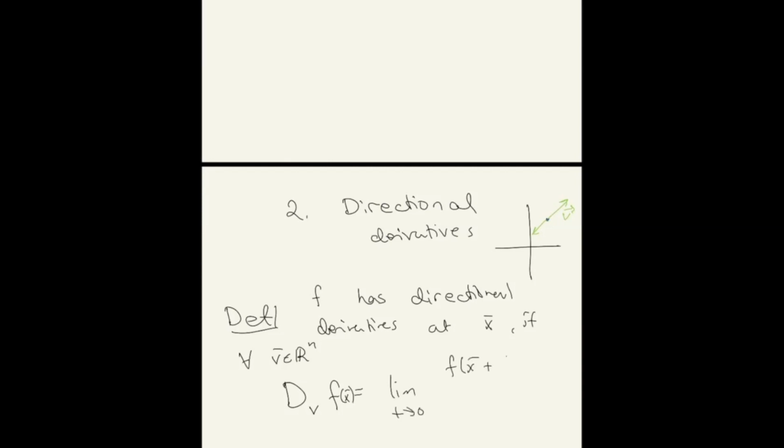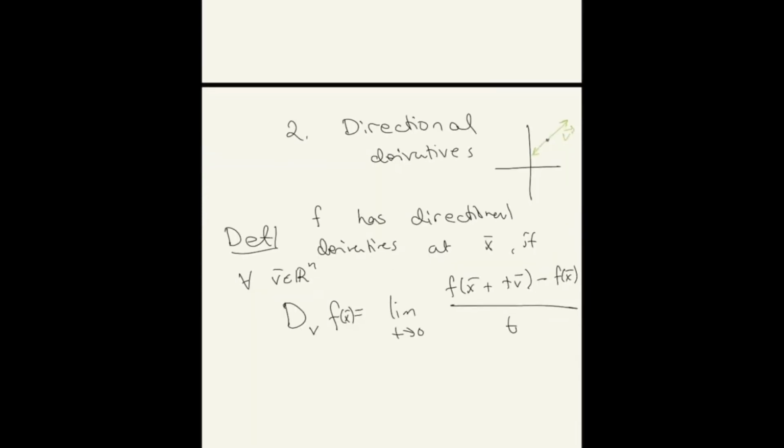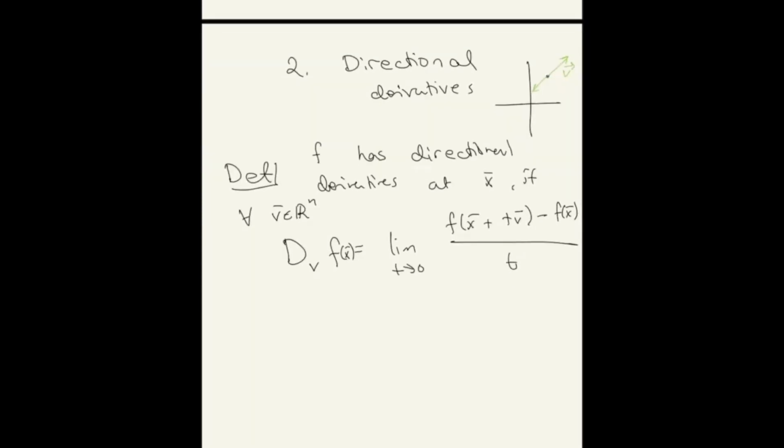f(x plus tv). So the change of the function, I want to make a size t step in the direction of v, and then divided by how big the time step is, t. There's a little bit of a matter of convention whether you put the length of the vector v here in the denominator. I prefer not to do that. Most people, I think, would not do that. And there are some nice reasons why.